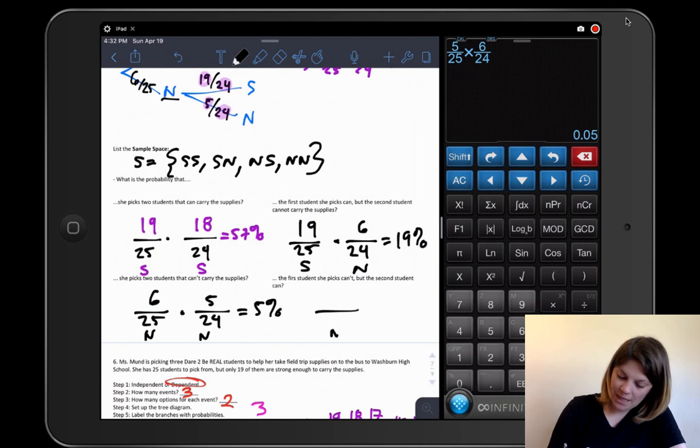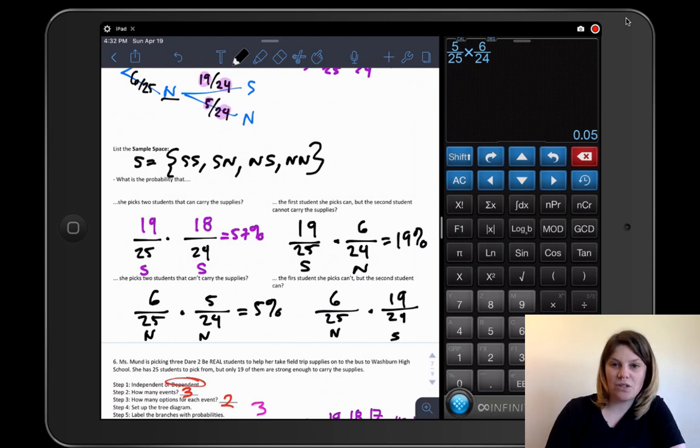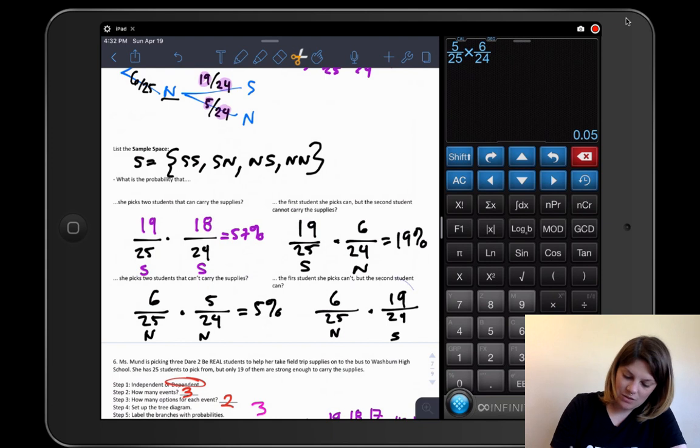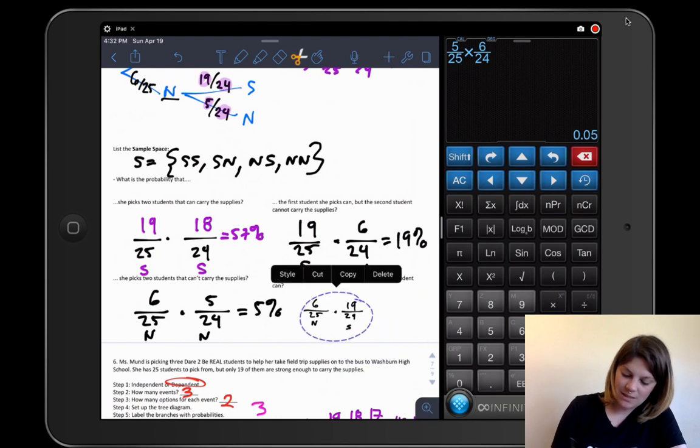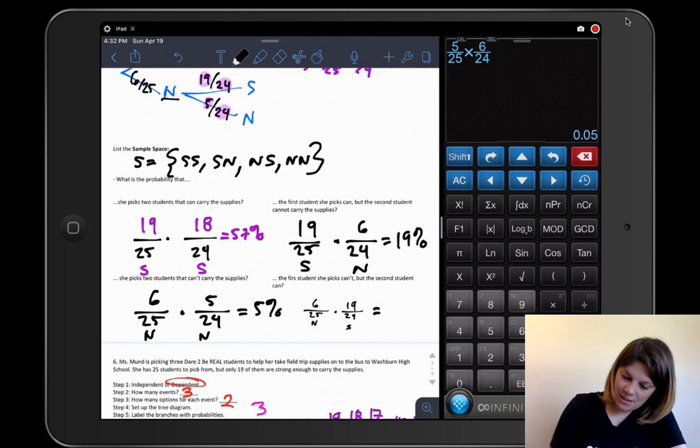So the first student can't, but the second student can is the second one. And so we have 25, 24, and this is the final thing. Not strong enough is 6. That means all 19 of the strong enough students are still there waiting to be picked so that they can help carry the supplies. And so this would be the same percentage again, because it doesn't matter which one you multiply first. Multiplication, you could do it in either order, so it's also going to be 19%.